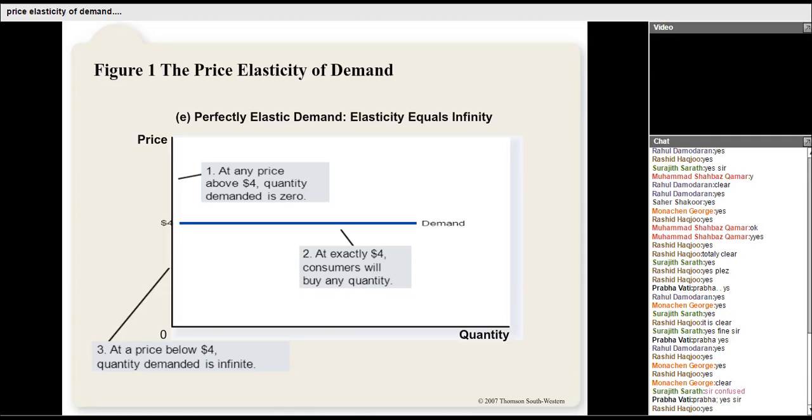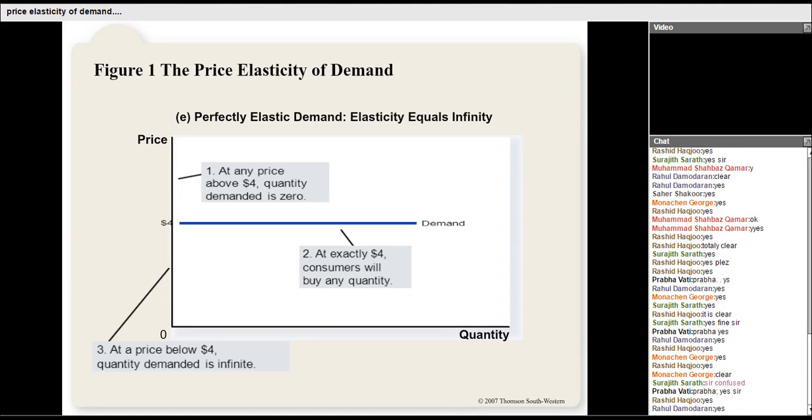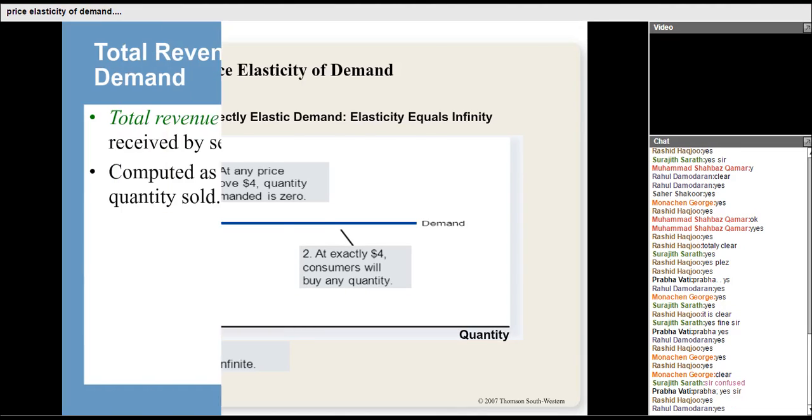Can everyone hear me, please? I don't know why my screen is like this. Okay, now I can see. Let's go to the next one.